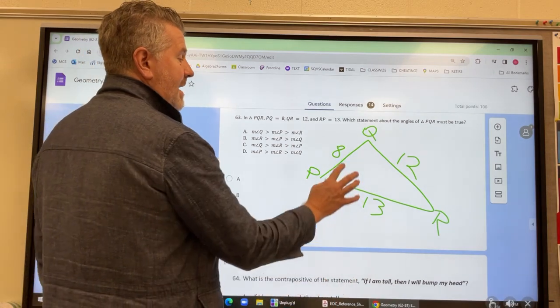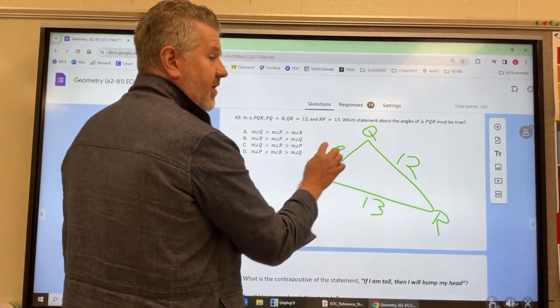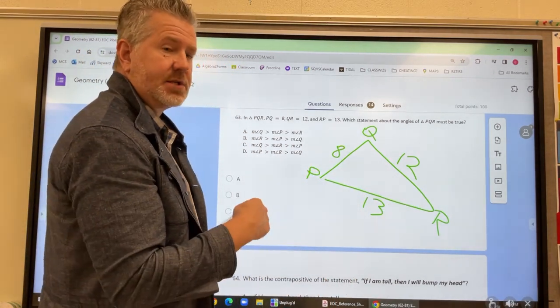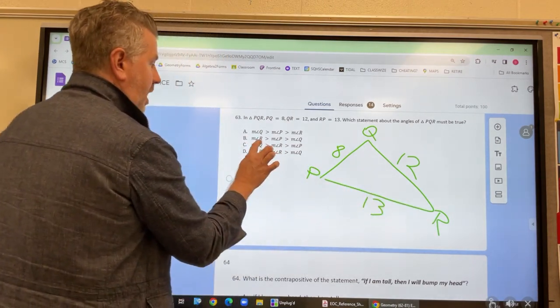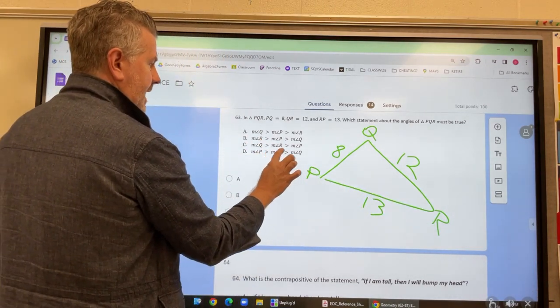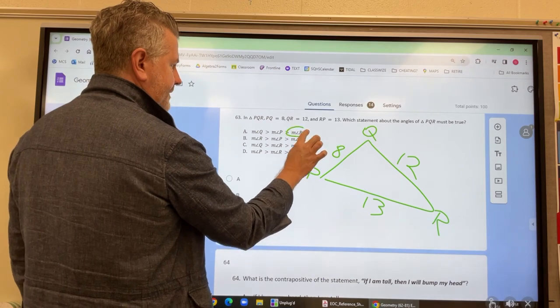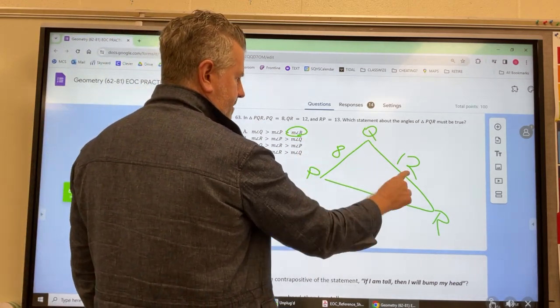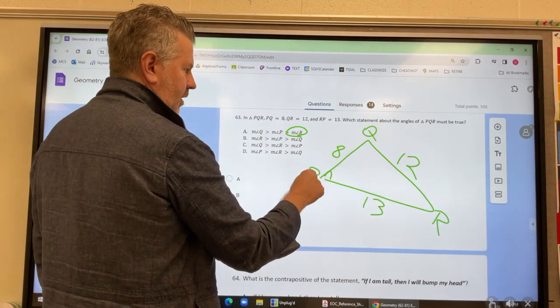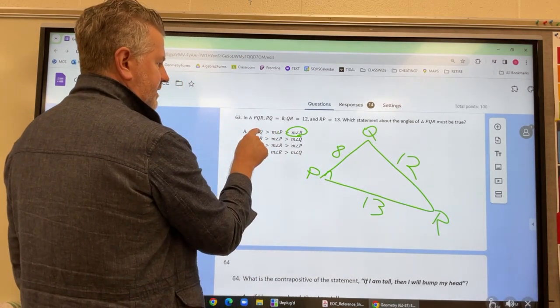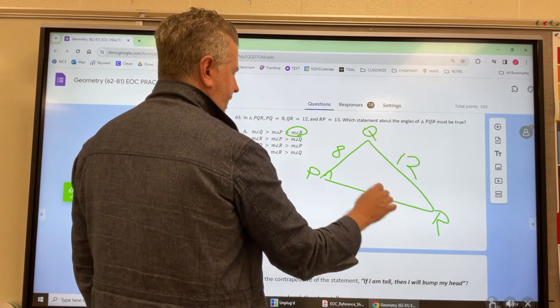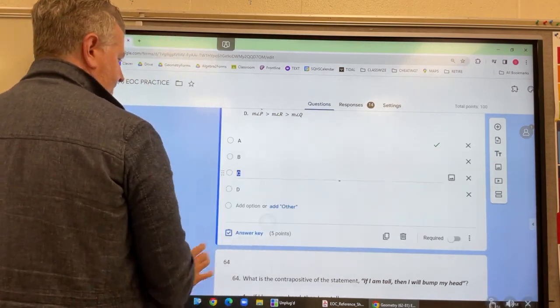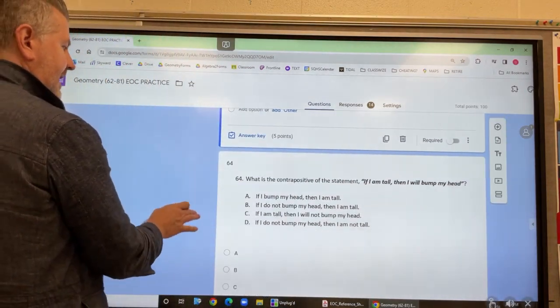That immediately means that the angle across from the shortest side is the smallest. So R is the smallest. And it has to be less than P, the one across from the middle side. So this is the middle angle, P. And then the largest angle is Q. It's across from the largest side. So we're going to go with A on that one. Got to draw that to see it.